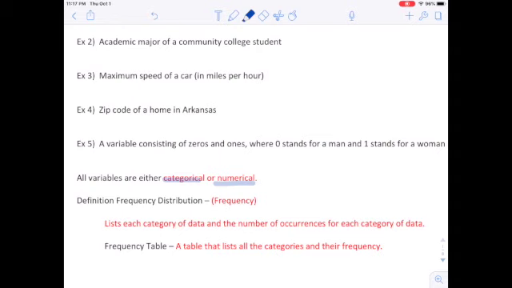Definition of frequency distribution. Another word is just frequency. Frequency lists each category of data and the number of each category of data. So we're going to list the qualitative categories, then figure out how many times each one happened. That's what we're going to use, a frequency table. A frequency table is a table that lists all the categories and their frequency. So what are the qualitative categories and how many times do they happen. I will show you an example in a couple minutes. You're just getting down the definitions.